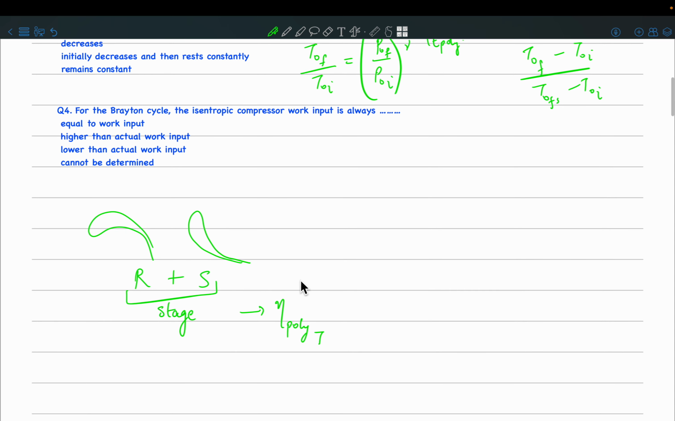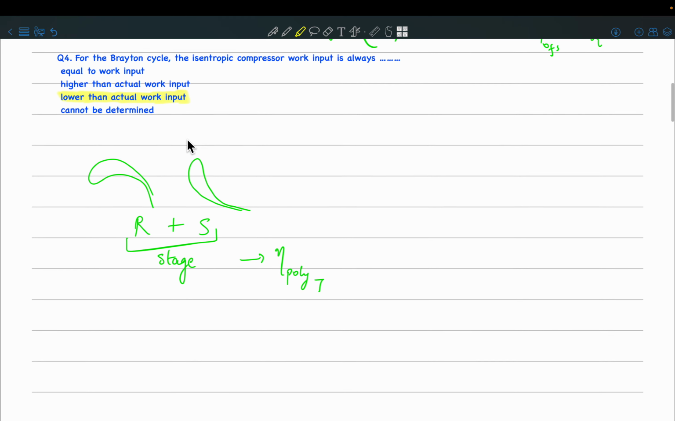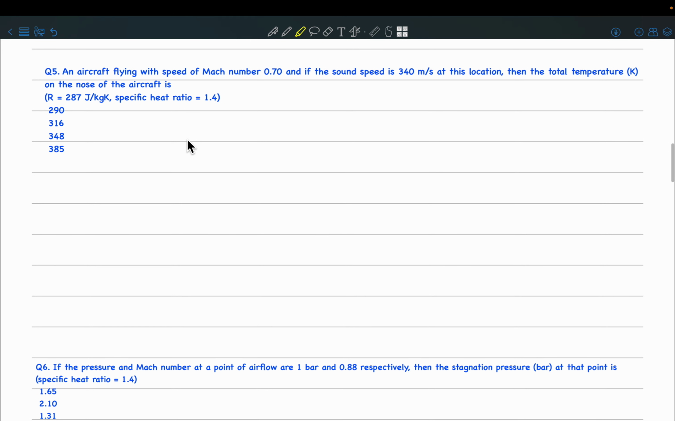Okay, so we'll move on to question 4 now. For the Brayton cycle, the isentropic compressor work input is always higher or lower than the work input? Okay, so I think this is a simple question. And the previous case also, fine. Okay, so we'll move on to question 5.